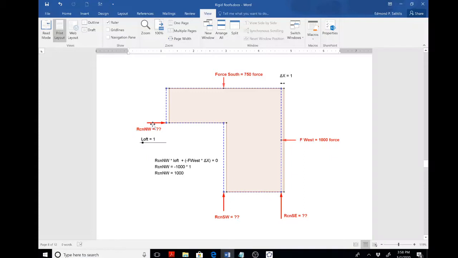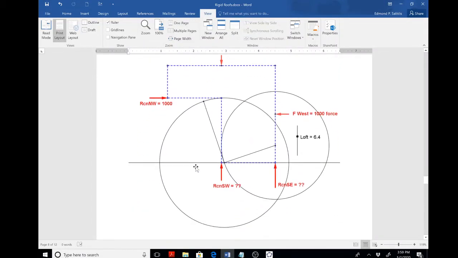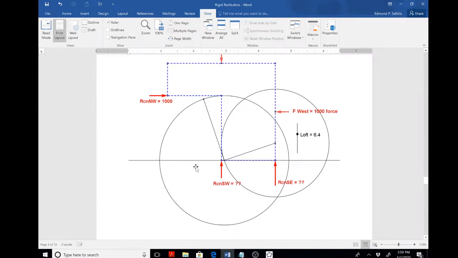And this one is going negative. So the signs switch, and then we divide by the loft, and we get that reaction to be 1,000. Easy peasy. Okay, next is the construction of the rigid roof. I'll just show this to you really quickly. It's a linkage as before.